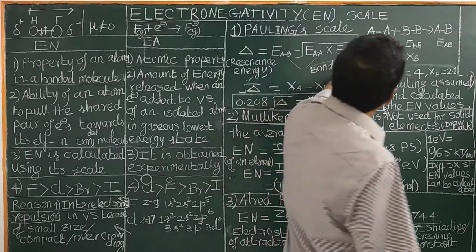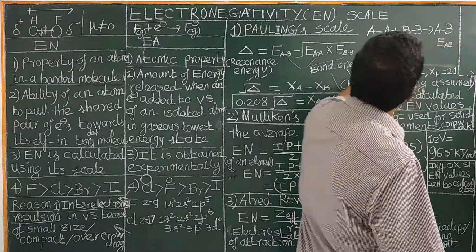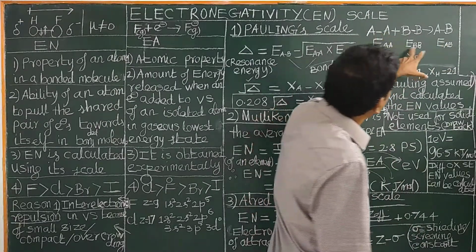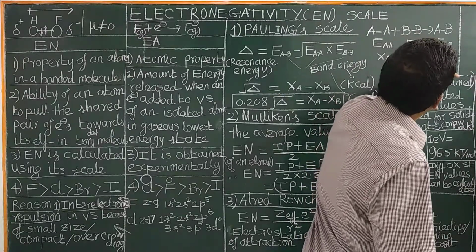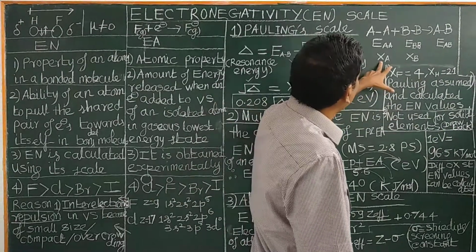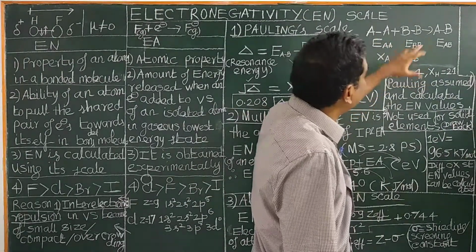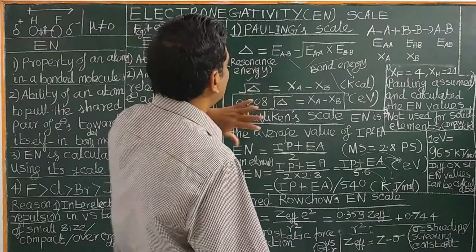For example, H2 plus Cl2 gives HCl, or A2 plus B2 gives AB. EAA is the bond energy of the A2 molecule, EBB is the bond energy of the B2 molecule, EAB is the bond energy of the AB molecule, where Xa is the electronegativity of atom A and Xb is the electronegativity value of atom B. How is the resonance energy calculated?